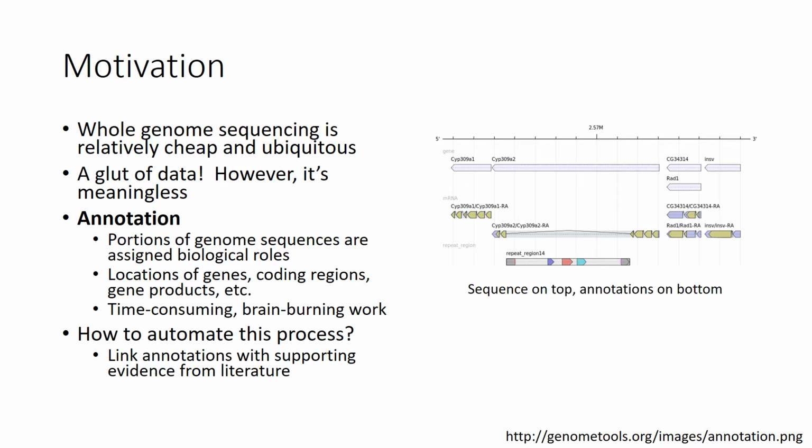Annotating is very time consuming and it is a brain burning process. It would be nice to automate this process. And that was the goal of the authors who wrote this article. The idea is to analyze the literature that is already there and extract information from the literature and connect that information to genes. And then annotations can become automatic. It would be very helpful, save us a lot of time and a lot of energy.